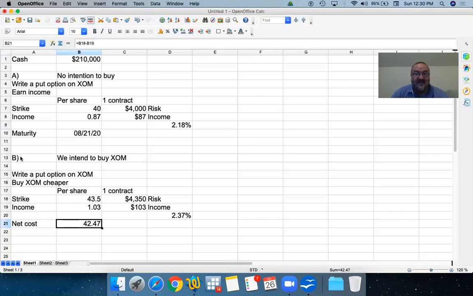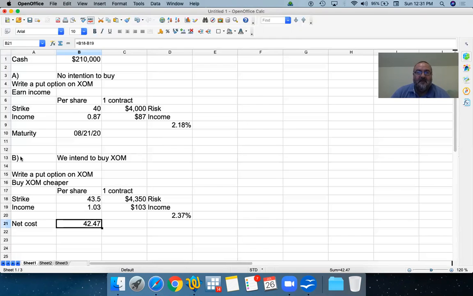And that's our ideal situation because we intend to buy Exxon. Anything below 43.50, we buy, and we wanted to buy to begin with. Therefore, instead of buying it on Monday morning at 43.43, we actually ended up buying it, and it costing us 42.47.